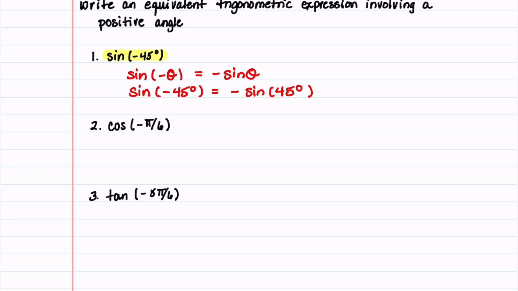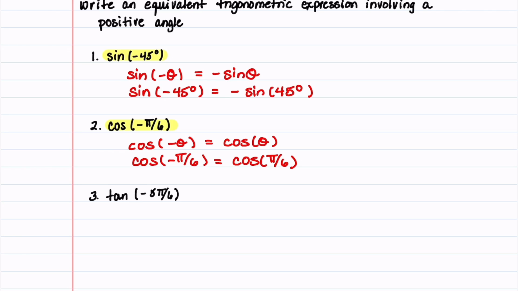Our second example is cosine of minus pi over 6. We'll use the identity that cosine of minus theta is cosine of theta. This tells us that cosine of minus pi over 6 is the same as cosine of pi over 6.